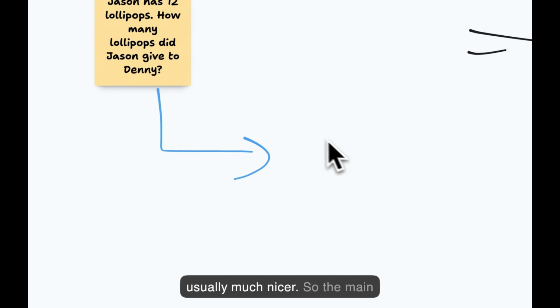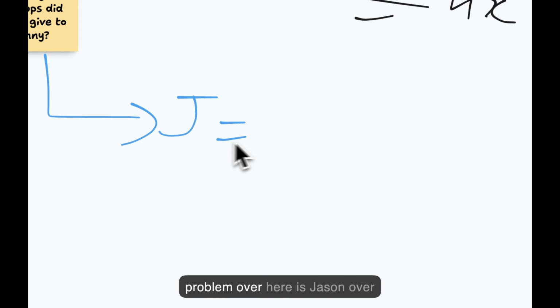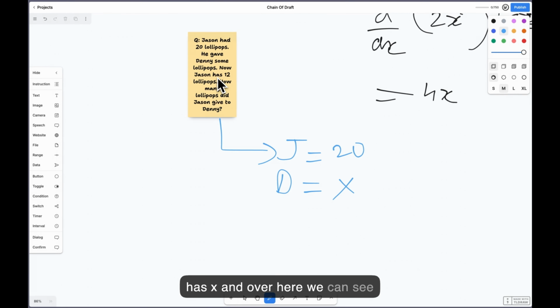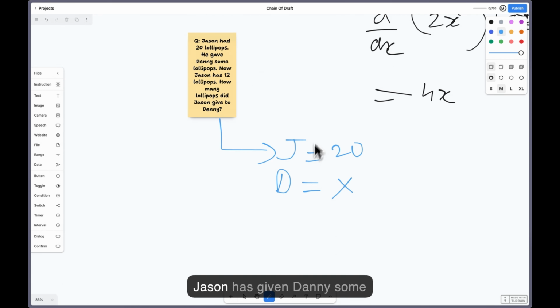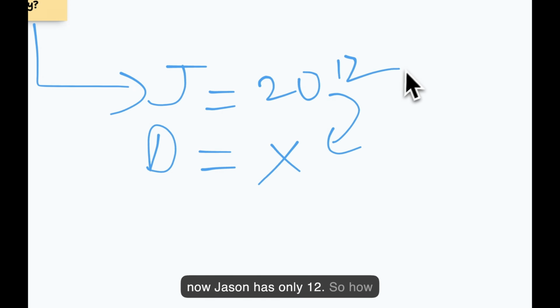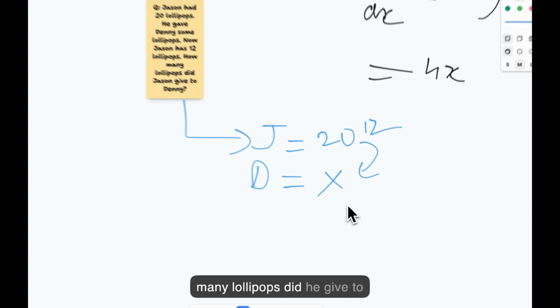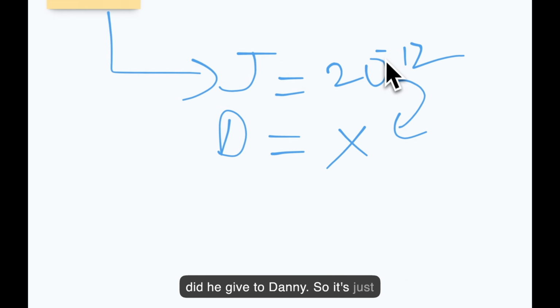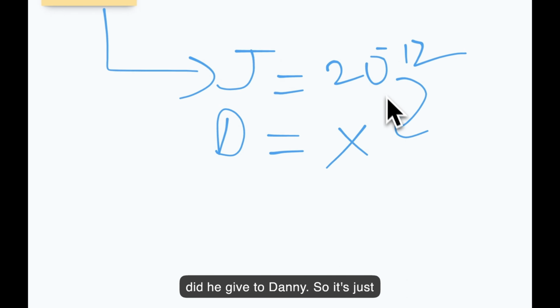Okay. So the main problem over here is Jason has 20 lollipops and Denny has X, right? And over here we can see that Jason has given Danny some lollipops, X number of lollipops. Now Jason has only 12. So how many lollipops did he give to Denny? It's just simple maths. X is equal to 20 minus 12, which is 8. So he gave 8 lollipops to Denny. We did this in just 2 steps.